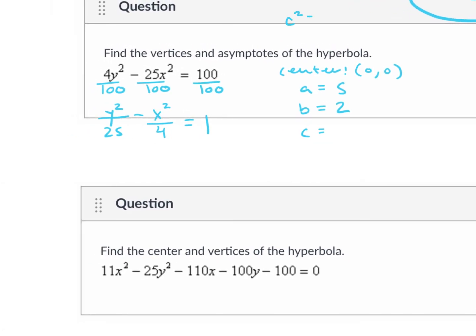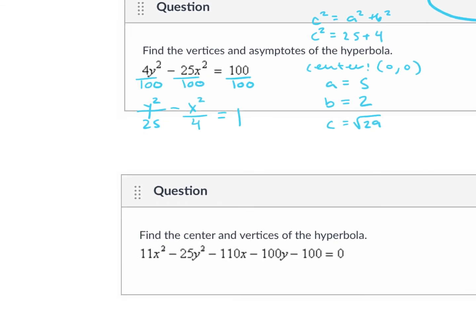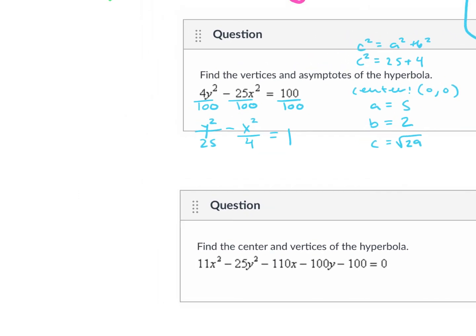So c squared is equal to a squared plus b squared. c squared is equal to 25 plus 4. So c squared is 29. c would be the square root of 29. So again, it doesn't ask us for our foci, so we don't really need to find it, but in case it does, now we know. So let's find our vertices. Our center is at 0, 0.